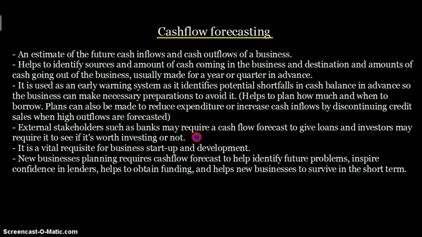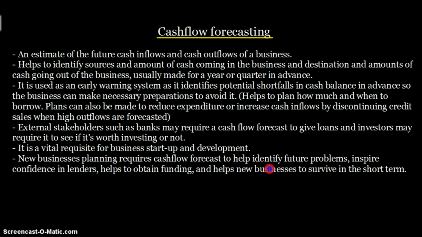Investors may also require it to see if it's worth investing or not. Okay, so it overall explains how effectively the business is going to manage its cash, what are the problems that are going to arise, and how does the business encounter that. It is a vital requisite for a business startup and development. So when you are starting a business or developing, you need cash flow forecast to see what sort of expenses you will need to incur, and how you can deal with that. New businesses planning require cash flow forecast to help identify future problems, inspire confidence in lenders, help to obtain funding, and help new businesses to survive in the short term.